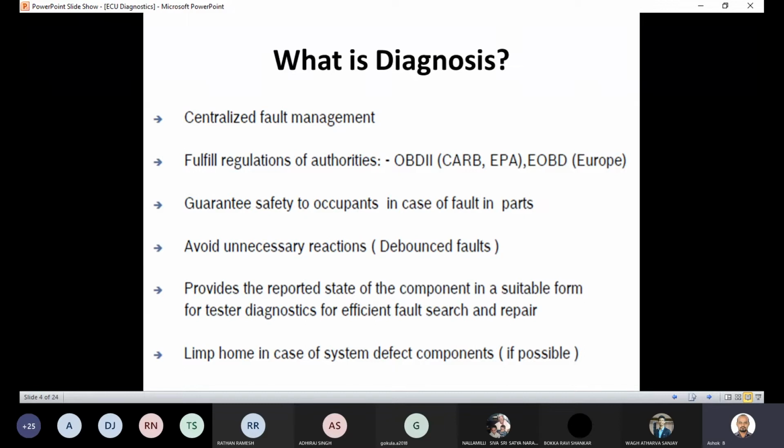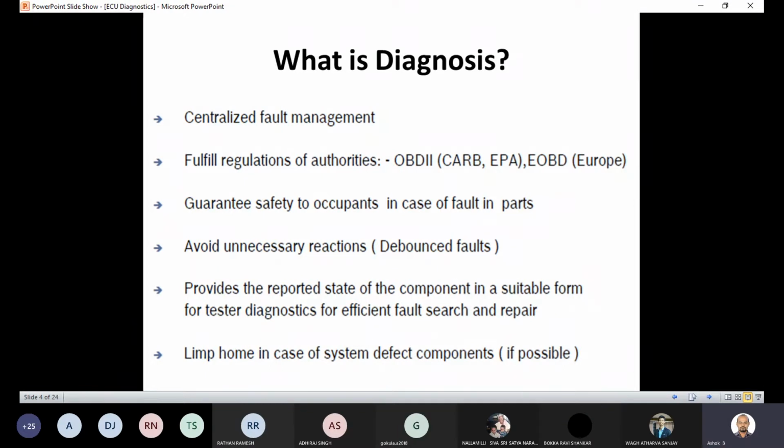operation for the passengers who are going in the vehicle, and similarly avoid unnecessary reactions if any fault has happened. It will also provide the reported state of the component in a suitable form for efficient repair. For example, which component is faulty, so the technician can go directly to that fault. The diagnostic system will tell the service technician to repair this component, so it will directly direct you.